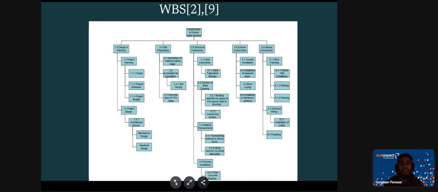Next, we have the exterior construction, which is the facade installation of spandrel beams, bricklaying, and installation of aluminum windows. Lastly was interior construction, which includes office finishing, which included interior wall installation, painting, flooring, and then we had electrical wiring, which had to do with installation of lights and anything else, and plumbing.